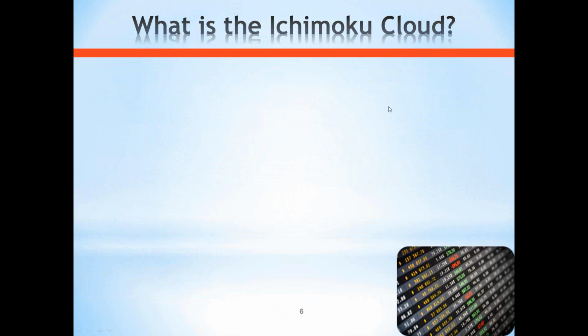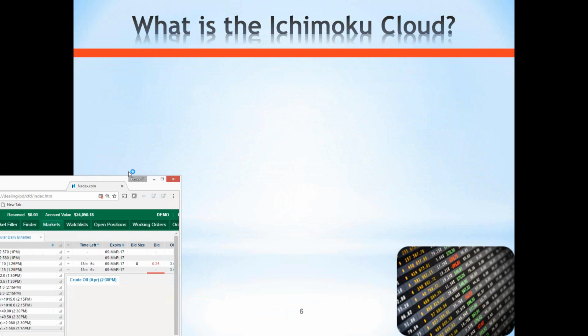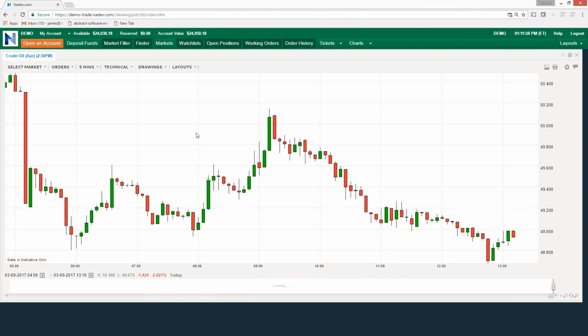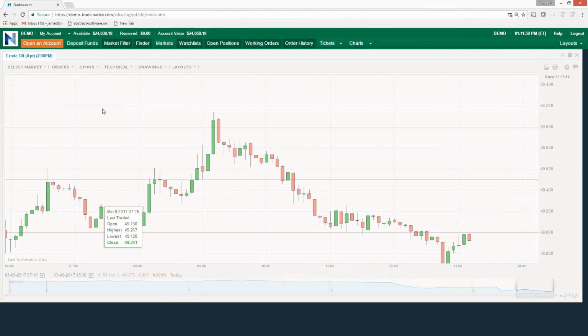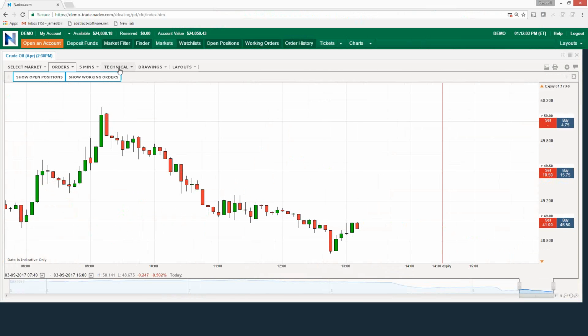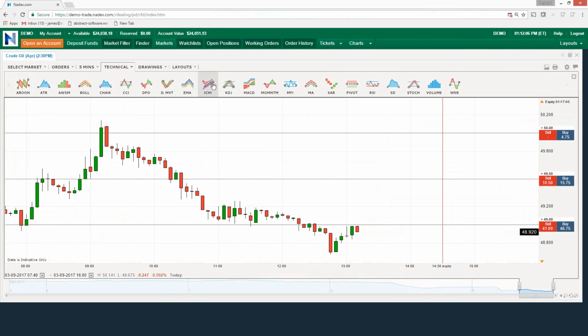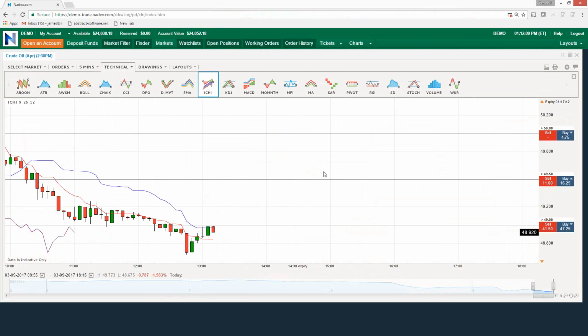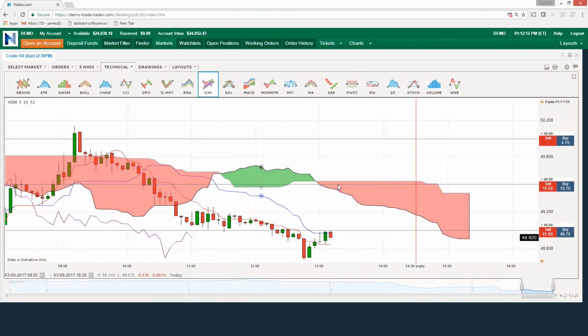A few of you are already saying that you have some experience with the Ichimoku cloud. It's a technical indicator that can be used in pretty much any market out there. You don't need to have a really strong technical analysis knowledge base to use these things effectively. It's nice as well because for those of you that maybe don't have a platform that offers this, it's actually in the Nadex platform. So this is what it looks like in the Nadex platform.